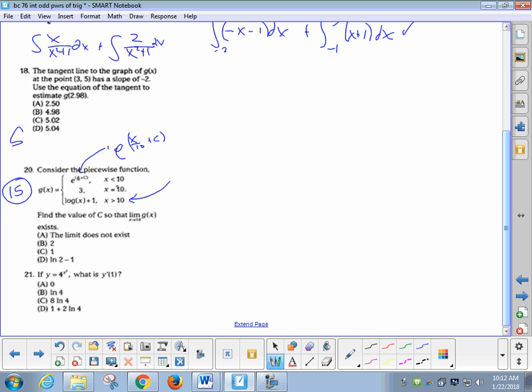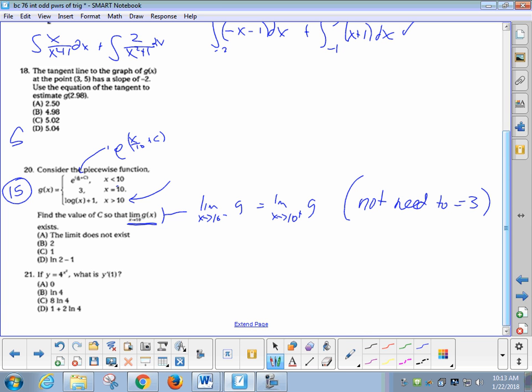If the limit exists, is that the same as continuity? Do these pieces need to also be 3? No, that would imply they were asking continuity, which they're not. They're just asking, does the limit exist? If the limit exists, then that just means the limit as you approach 10 from the left needs to equal the limit as you approach 10 from the right, and I don't need it to equal f at 10 or g at 10 itself, all right?